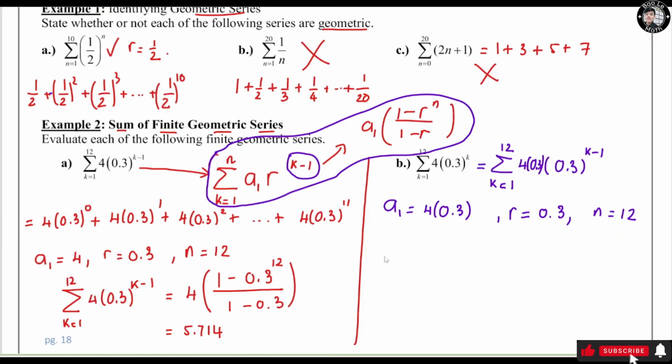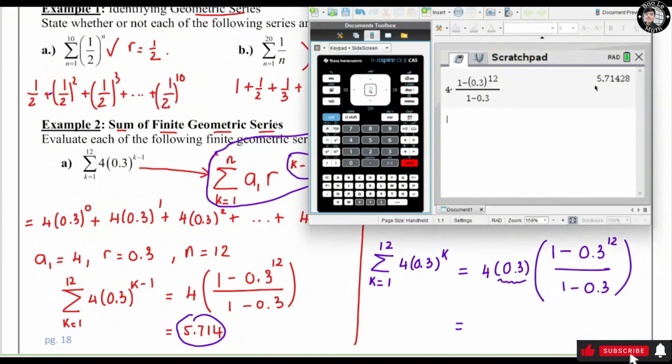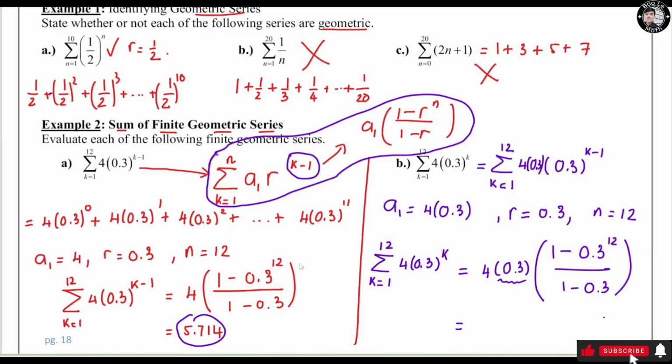So this sum equals a1, which is 4 times 0.3, times 1 minus the common ratio 0.3 to the power of 12, divided by 1 minus 0.3. So you just take the answer from the left-hand side and multiply by 0.3. I'm going to bring up the calculator, multiply this number by 0.3, and then press Control Enter. It's going to be 1.714.